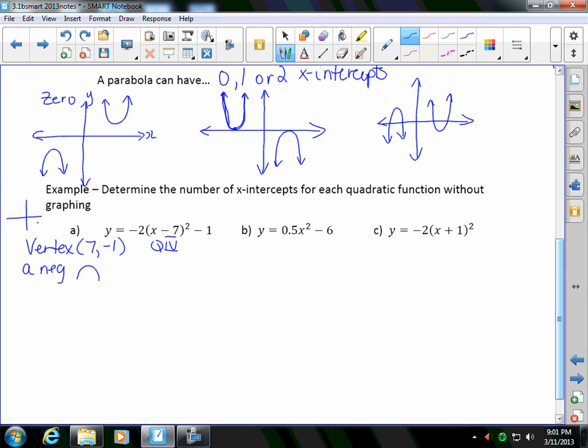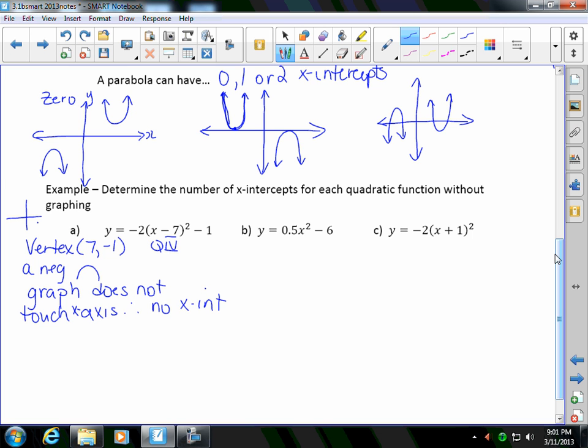So if it's going down in quadrant 4, the graph won't touch the x-axis. So therefore there are no x-intercepts.